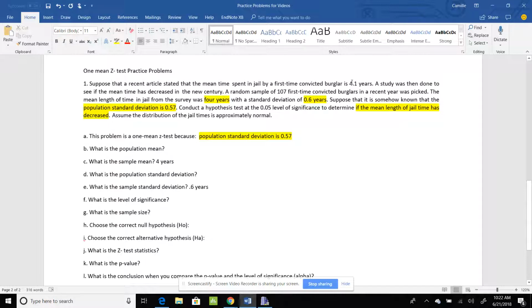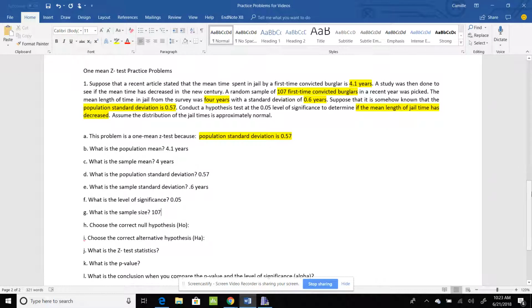So what does that make my population mean? My population mean is 4.1 years, and it said that it's been stated that that's what it has been. So I'm going to do 4.1 years. And again, it might be easier to go find your sample mean and then go from there. Population standard deviation is 0.57, and I know that because I had to look for that to determine it was a one mean z-test. Level of significance, 0.05, it's given to me. And what's my sample size? It's right here, it's 107. So I have all the information I need.